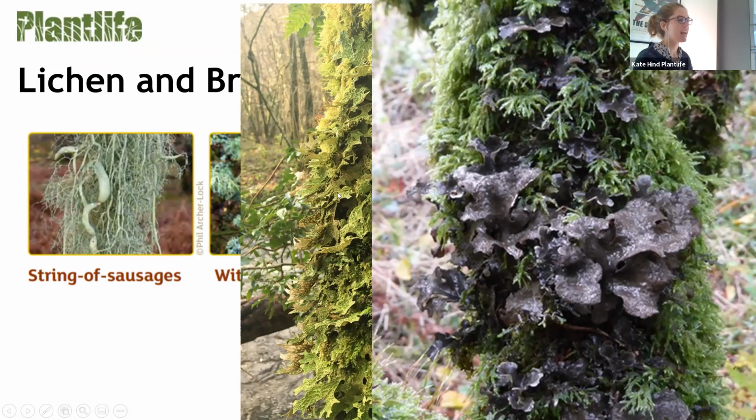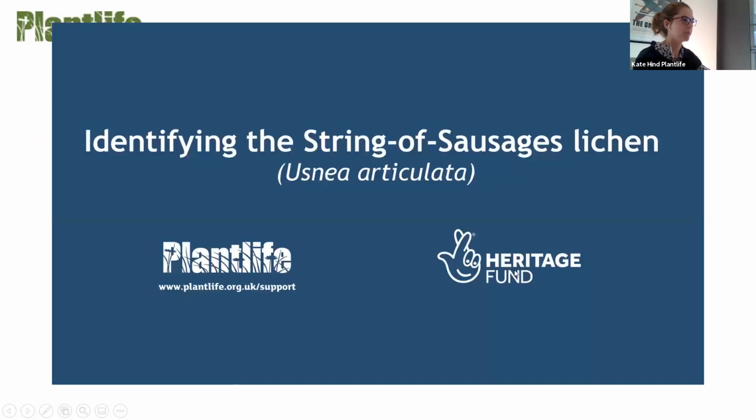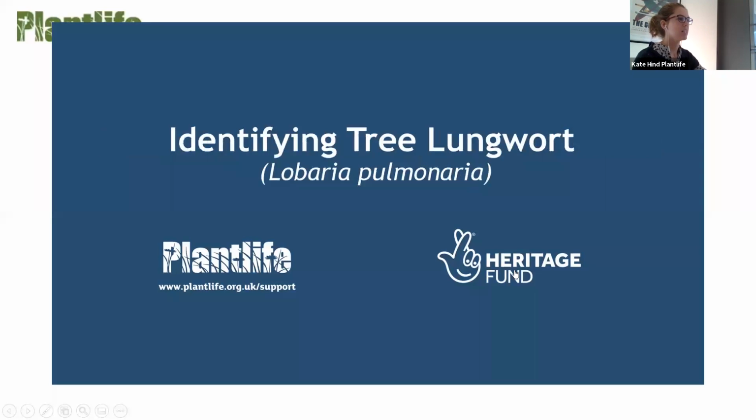So if you see any of these four lichens, please record them on the survey, but also if you're able to take a picture and the location and send it in to us, we would like to know about them as well. We do have some videos on our YouTube page of Alison showing you how to identify some of these species. There is one on identifying the string of sausages, and there is one on how to identify tree lungwort. You can see those on our playlist as well, but I'm not going to show them to you today.